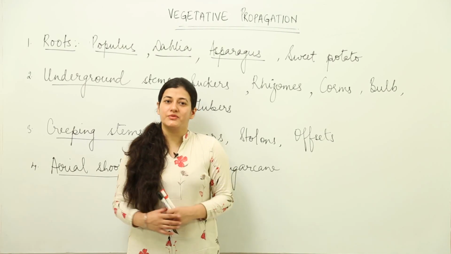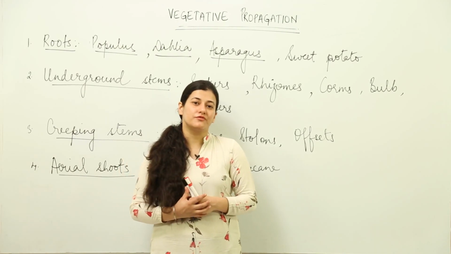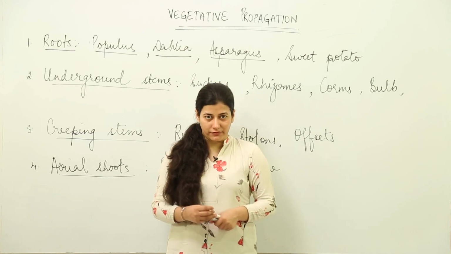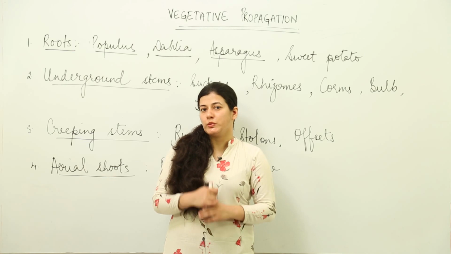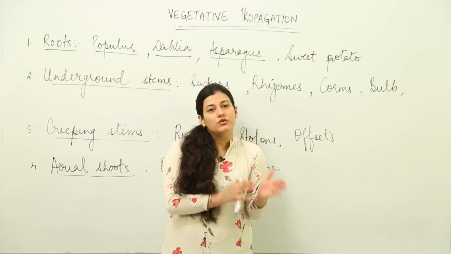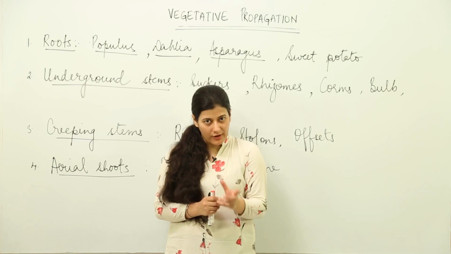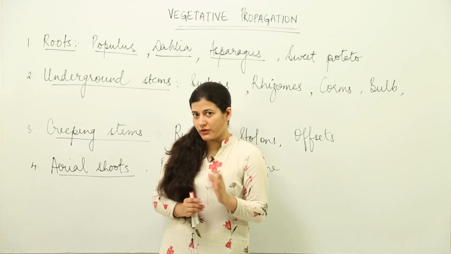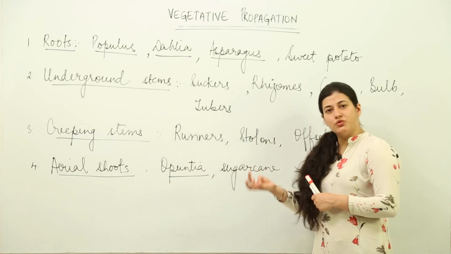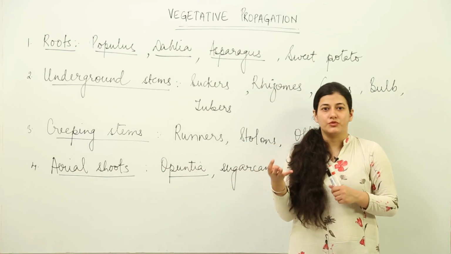Now we are going to take into consideration vegetative propagation, that is, how do plants propagate vegetatively. It is the method of reproduction in which any part of the plant except for the sexually reproducing part, that is the flower, will not be involved. So, what plant parts are we left with?